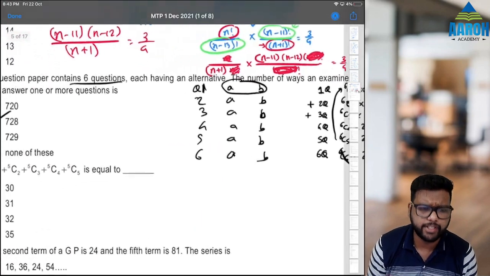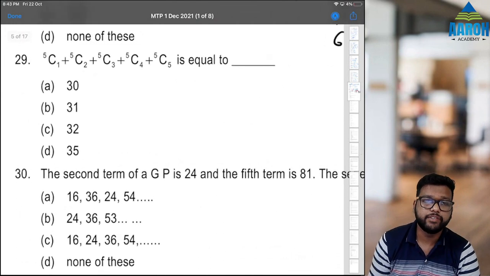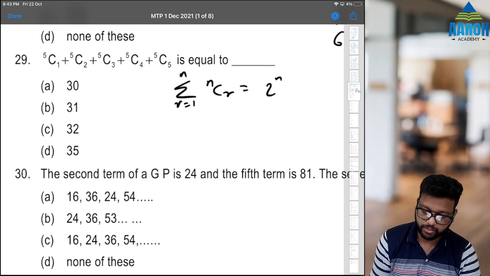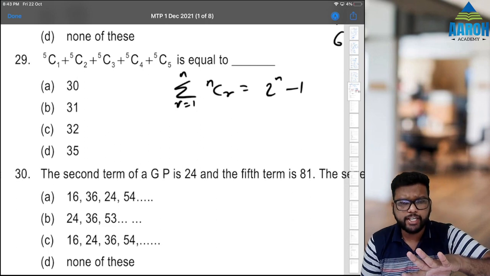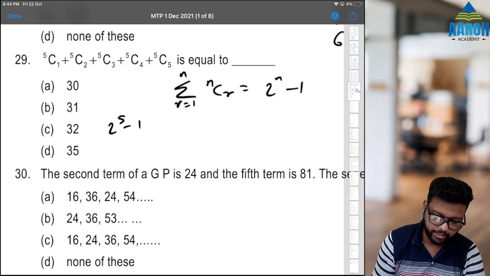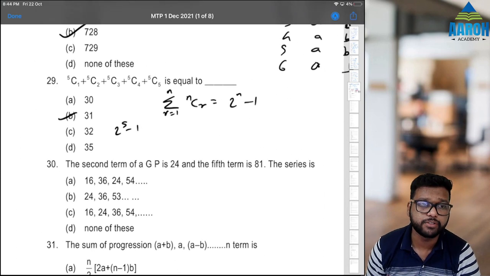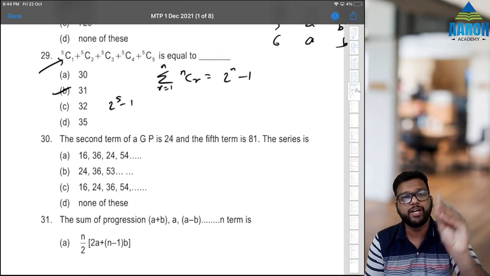Okay, this is a good question, it is in the module also. 29, 5C1 to 5C5. If you know this property, the summation of NCR, where R goes from 1 to n, is 2 raised to n minus 1. That's it. This is the number of ways of selecting any items out of n items. So it is just 2 raised to 5 minus 1. 31 is the correct answer. You should know some properties so that you can solve quickly. Otherwise you'll have to find the values and add. That will take time.